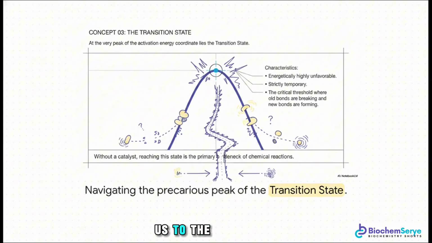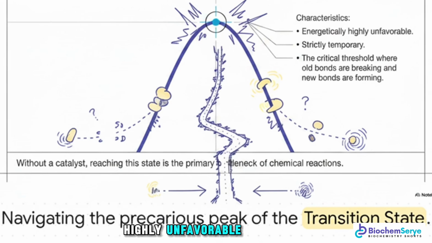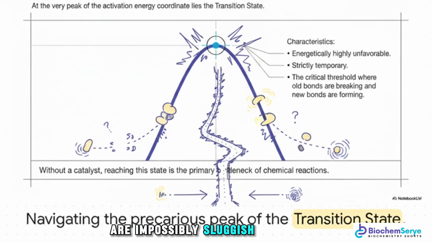And that brings us to the very peak of that activation energy climb, the transition state. This is a highly unfavorable, strictly temporary molecular bottleneck. It's this precarious threshold where old chemical bonds are actively breaking and entirely new bonds are simultaneously forming. Without specialized biological assistance, reaching this unstable geometry relies on pure, random chance. It is incredibly improbable, which is exactly why uncatalyzed biological reactions are impossibly sluggish.